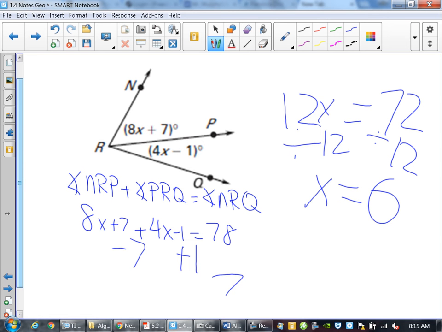So for this one, PRQ would be 23. If you plug it in, you get 24, and then you just subtract 1, which will give you 23. 23 what? Degrees. You don't want to write any words. I appreciate that.